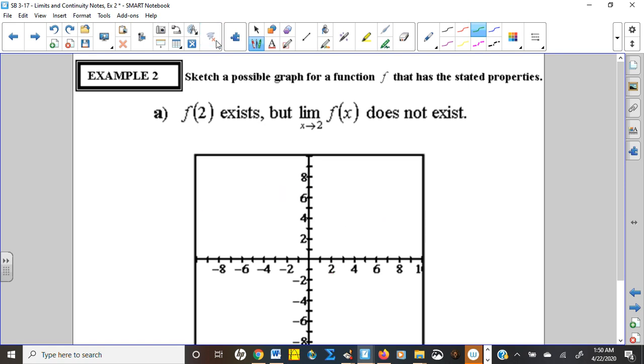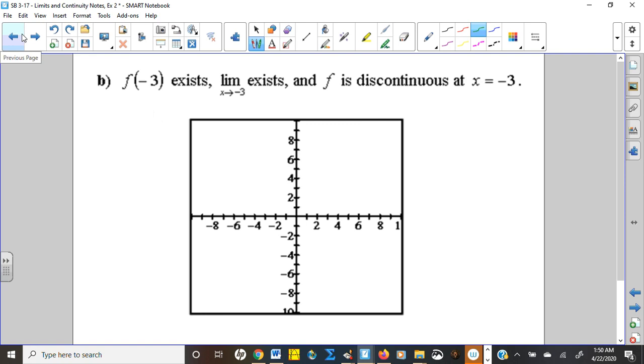Okay? All right, let's take a look at example B. This time, f of -3 also exists. So that means back at -3, somewhere along here, right? There's a point. Okay, I wouldn't fill it in until you know some more information. So let's keep reading. The limit of f of x as x approaches -3 exists.